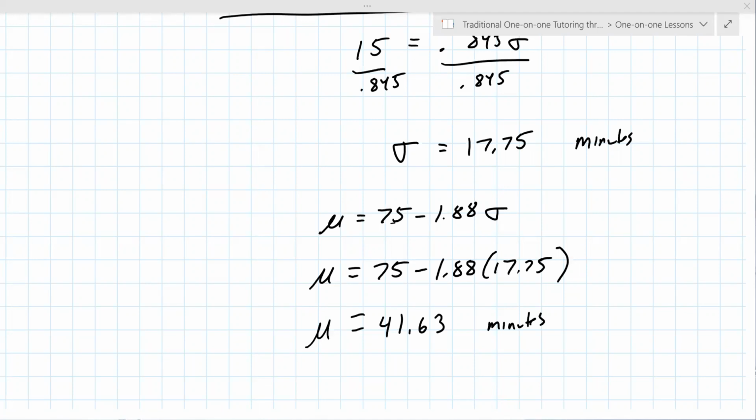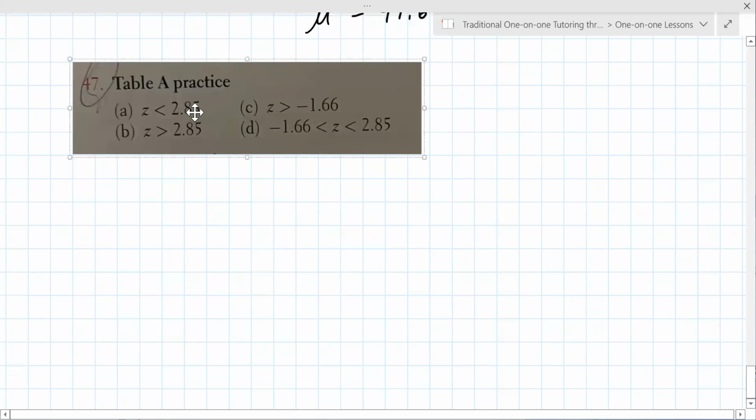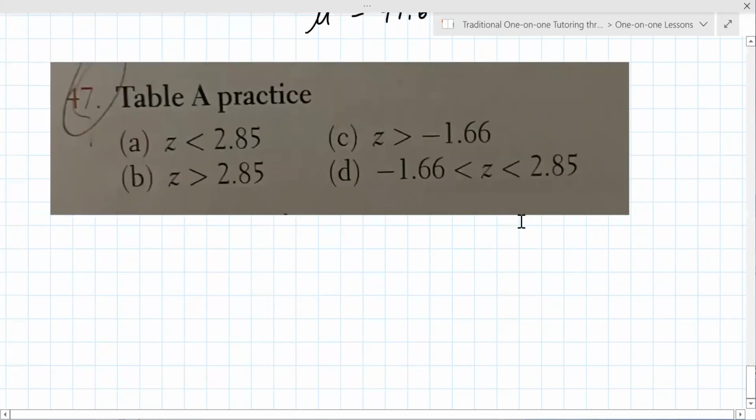Excellent. So this is where I was going to have us start, with some table practice problems. So let's do that here. We're going to go one by one. So A says that Z is less than 2.85.